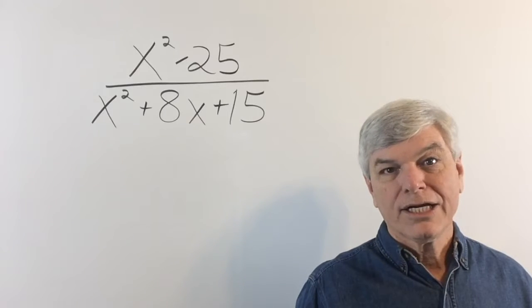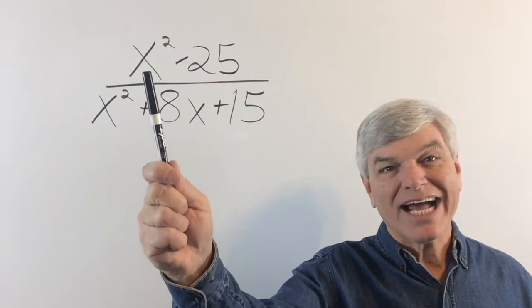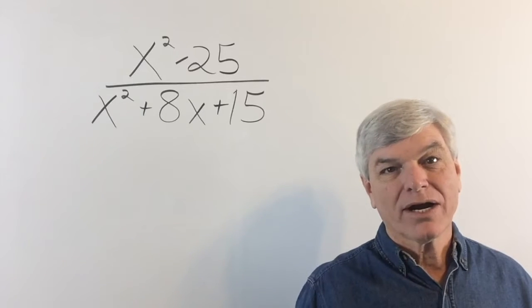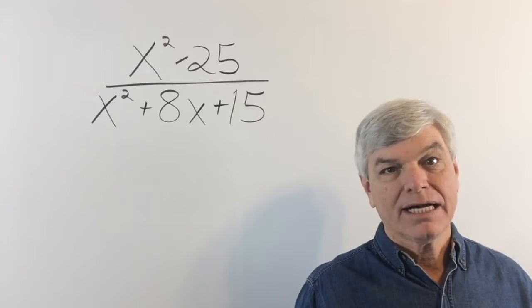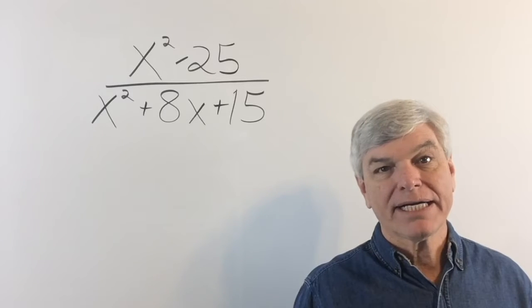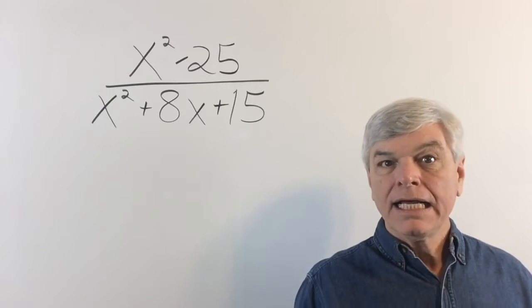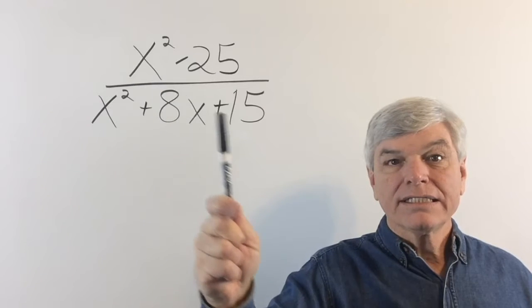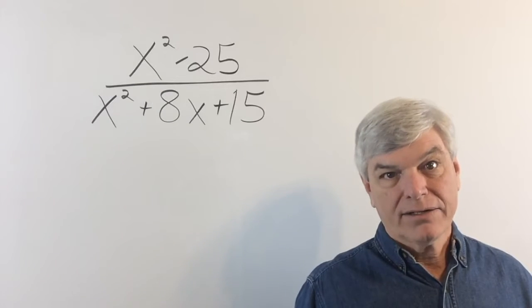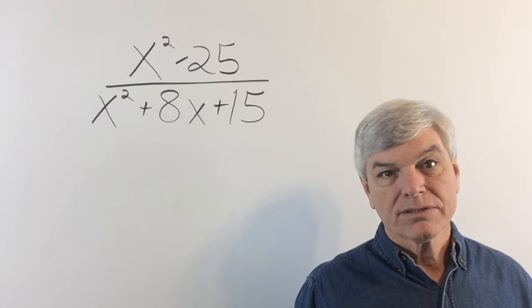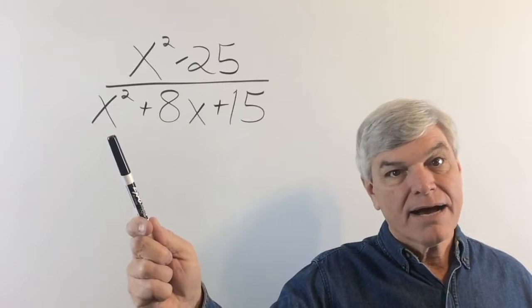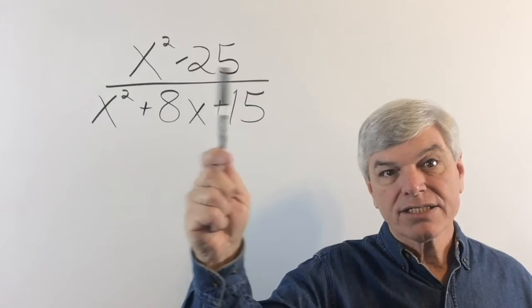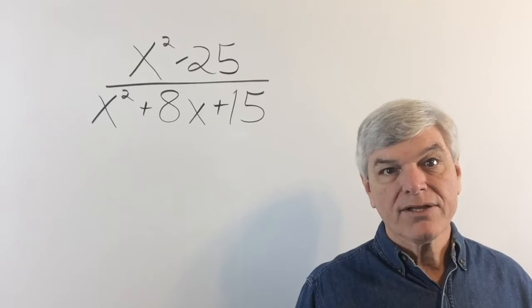Now, do not factor x squared over x squared and eliminate them. I cannot tell you how many times I've seen that. That x squared is attached to the entire denominator, all three of those terms. And in the denominator, this x squared is attached to every term in the numerator. It's all attached together.